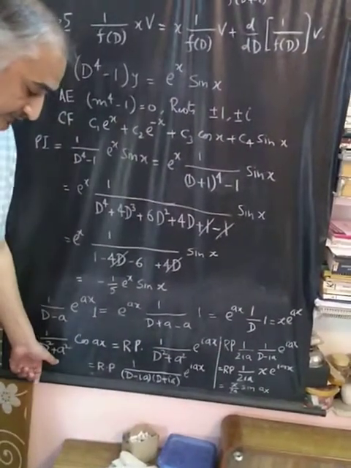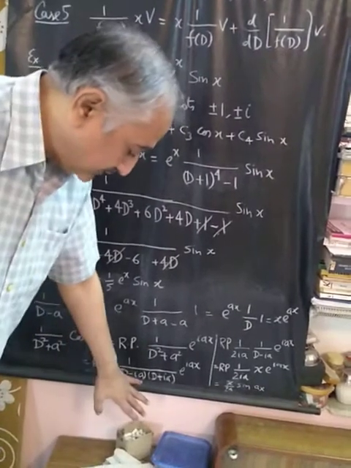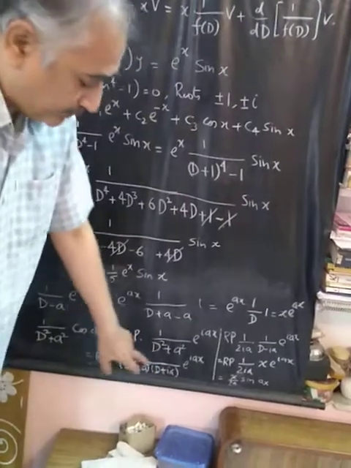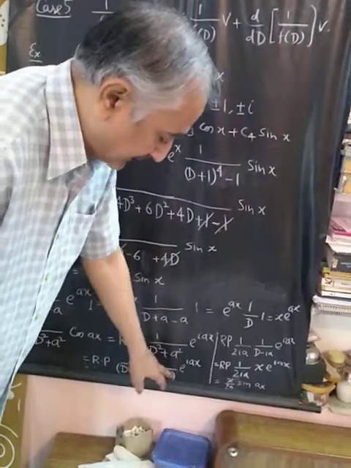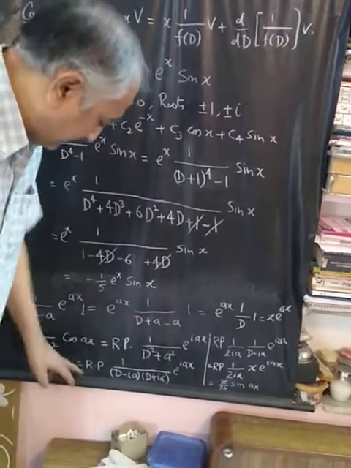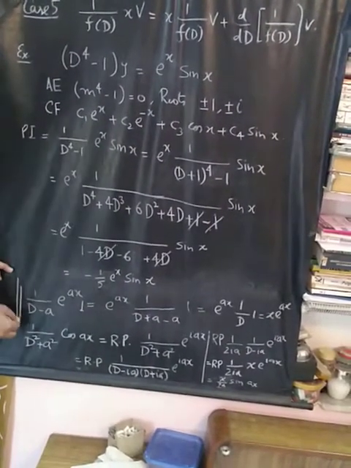Now D square plus a square can be broken in two parts as D minus iota a and D plus iota a. D plus iota a doesn't create any problem because when you put D as iota a, this will give you 2 iota a. But this part will create problem. But that will be solved by this formula.